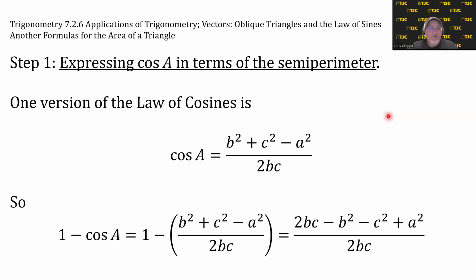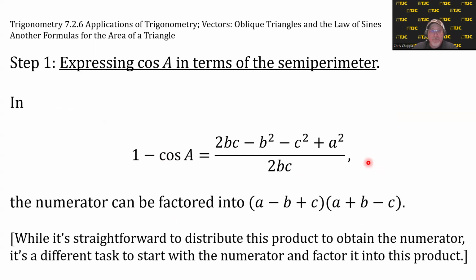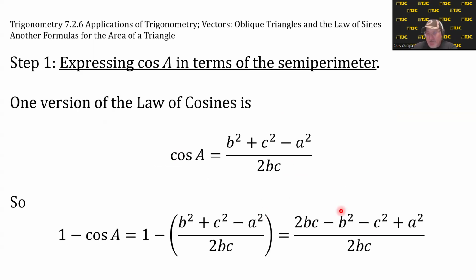Now, one version of the law of cosines is cosine of angle A equals (B squared plus C squared minus A squared) over 2BC. If we do 1 minus cosine of A, then we get 1 minus this fraction, and upon getting a common denominator, 1 minus cosine of A equals (2BC minus B squared minus C squared plus A squared) over 2BC.